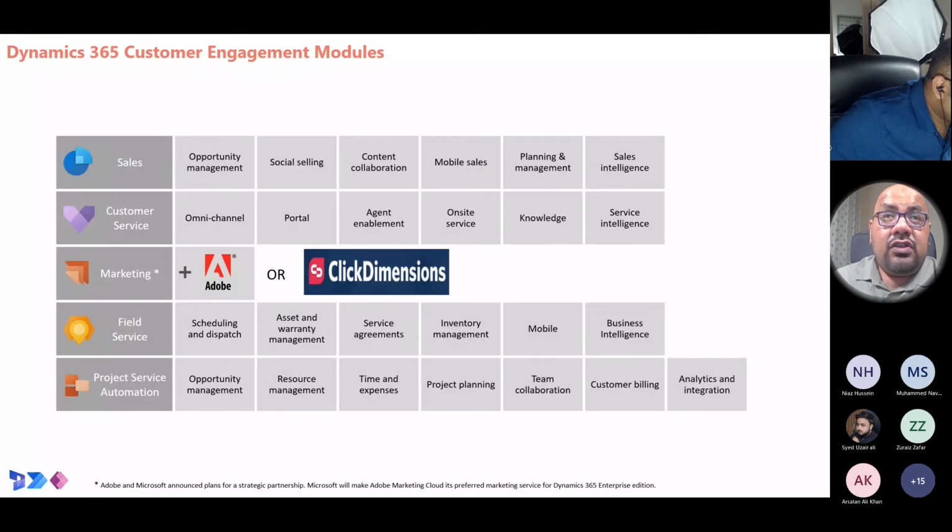Now, in Project Service Automation, again, it is end-to-end project management, where you have the inquiry, and it is related to the project.